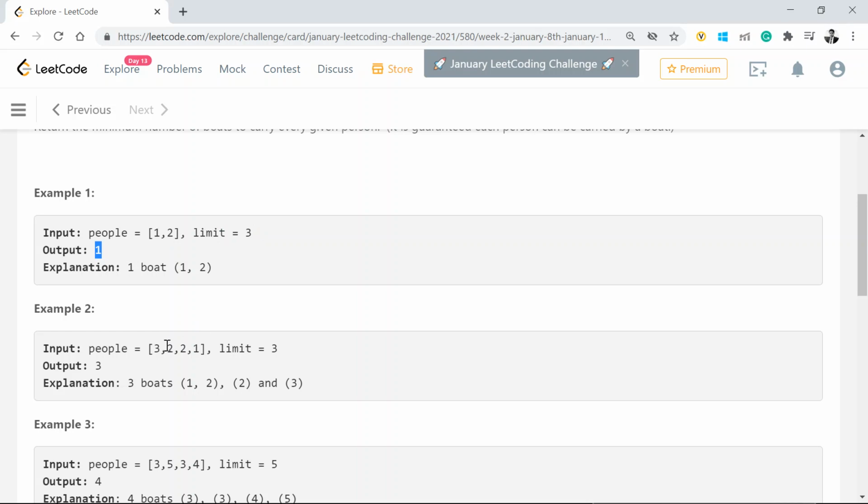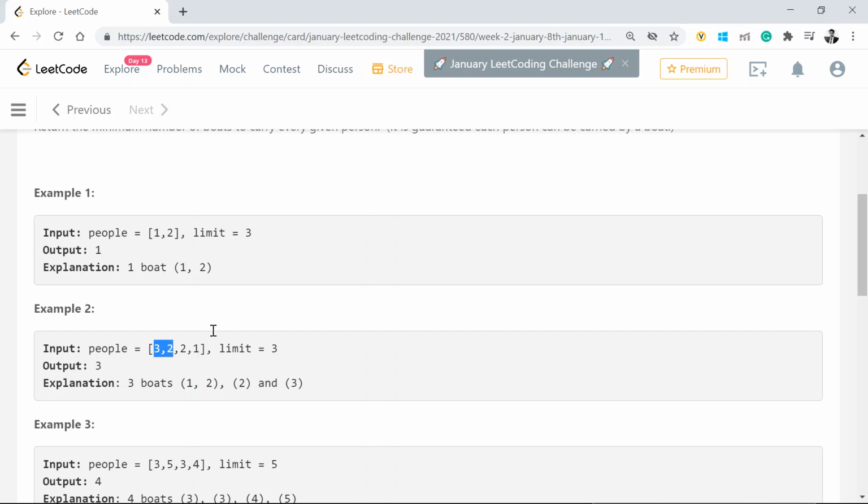However, let's look at the other example wherein I have four individuals with weights 3, 2, 2, 1, and in this case we would need three boats. Why? Because if I sum these two, it will be equal to the limit, and then I have a 2, then I have a 3, because if we sum 2 and 3, that will be equal to 5, which is greater than the limit.